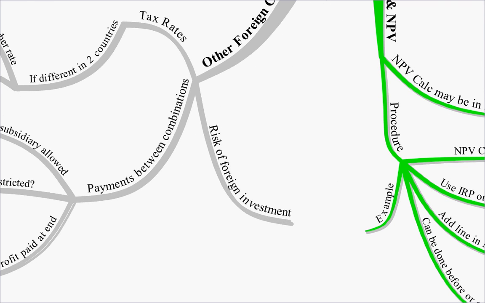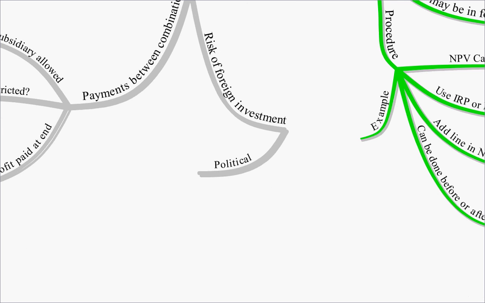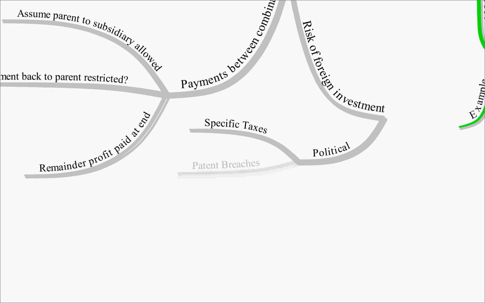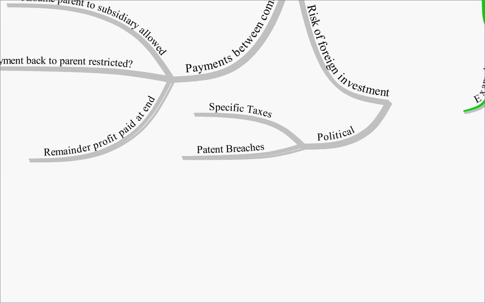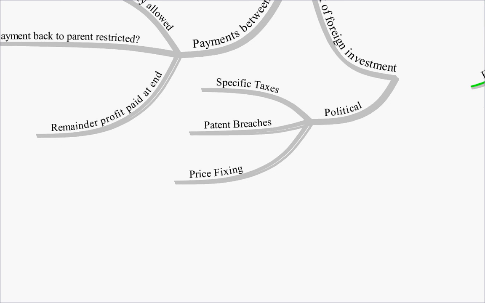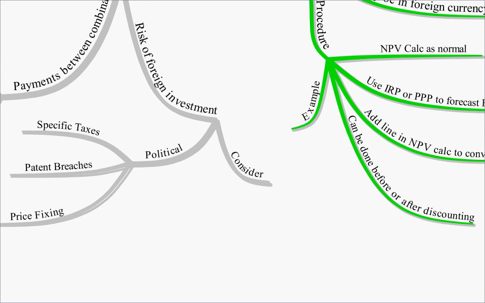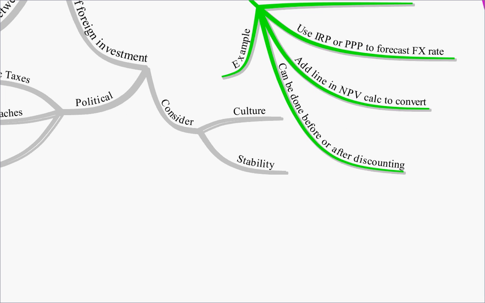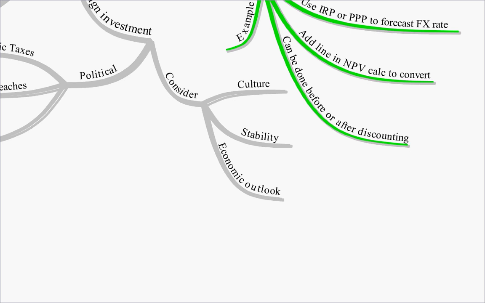So, other risks of foreign investment. Well, we've got political risks. These may be specific taxes on foreign investors. They may allow patent breaches that they wouldn't allow in home countries. And there may be price fixing, so just be aware of these. Check out the question to make sure none of these are mentioned. So we must consider the culture in the foreign country, the stability of the government and so on, and also the economic outlook of that foreign country.